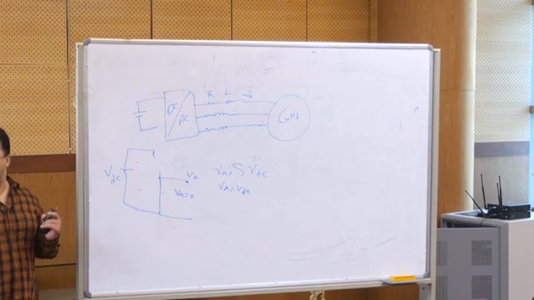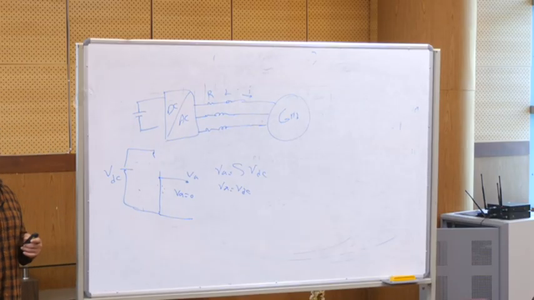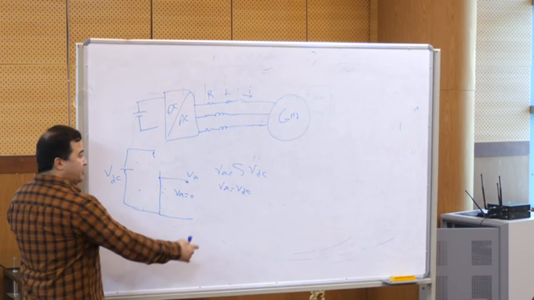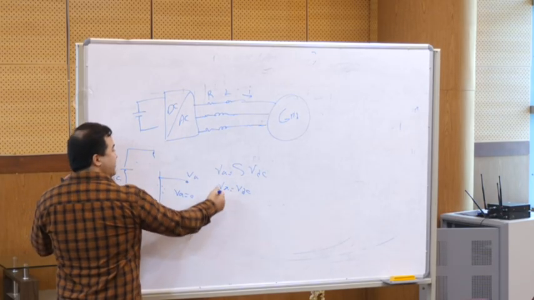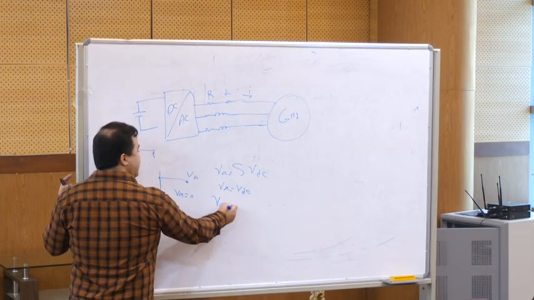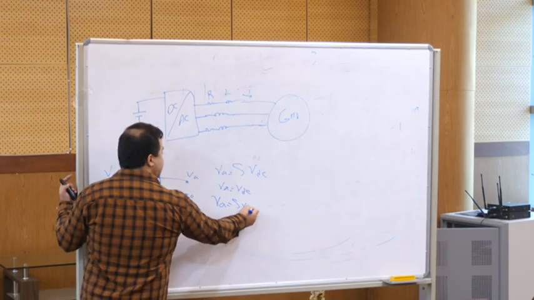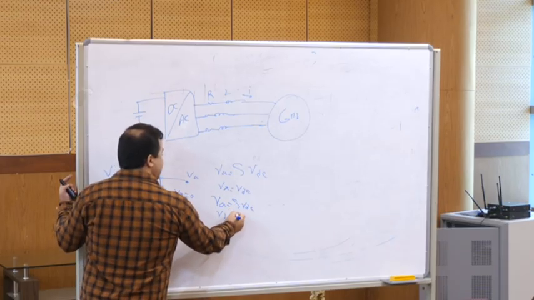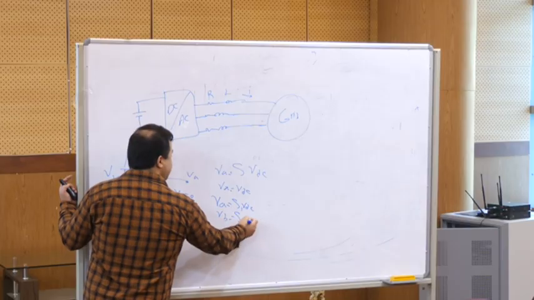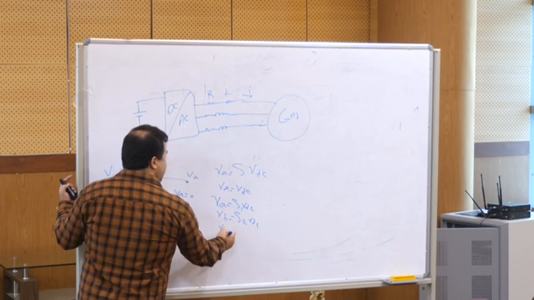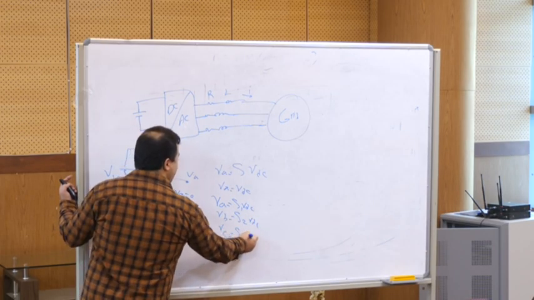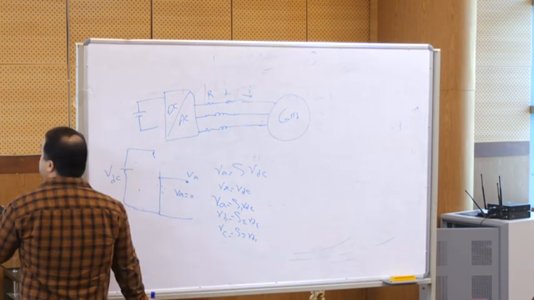Okay? So we can conclude that in a converter VA is S1 VDC, VB is S2 VDC, VC is S3 VDC. You see here?